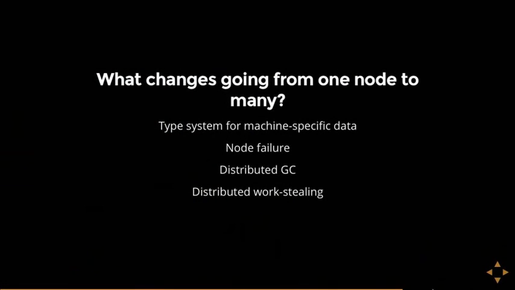So what changes when we go from one node to many nodes? Okay, one of those is a type system for machine-specific data. It's absolutely fine for me to send a 32-bit integer to some other actor, right? That's an immutable value, no problem. What if it's a file descriptor? Now we have a problem. So we need to extend the type system with the concept of machine-specific data. We also need a concept of node failure, right? On average, in a distributed system, you have failed nodes. Then distributed GC. There's some modifications for collecting actors in a distributed setting. It turns out we can collect objects in a distributed setting without modification, which is interesting. And then there's distributed work stealing. How do we migrate actors? How do we know it's a good idea to migrate an actor to another node?